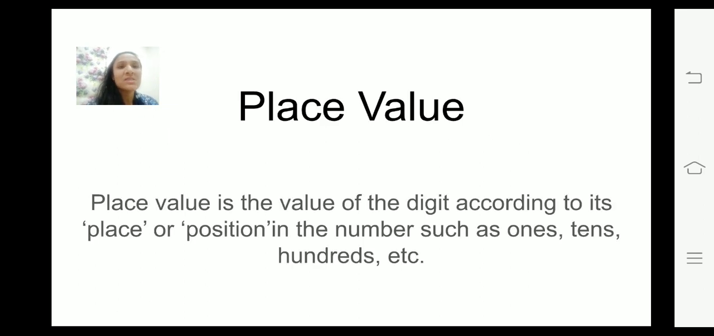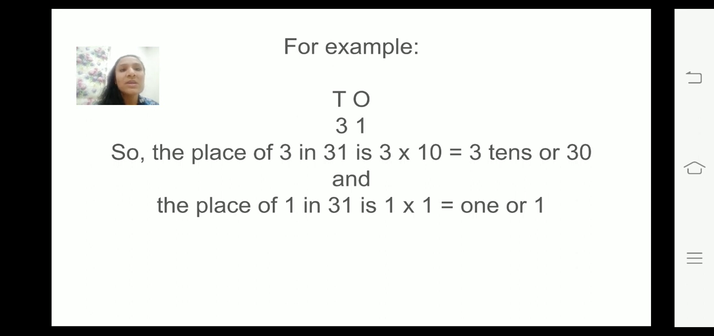Today we are going to learn about place value and face value. So what is place value? Place value is the value of the digit according to its place or position in the number, such as whether the digit is at ones place, tens place or hundreds place. Let us take one example.